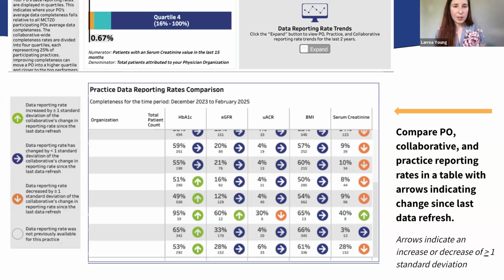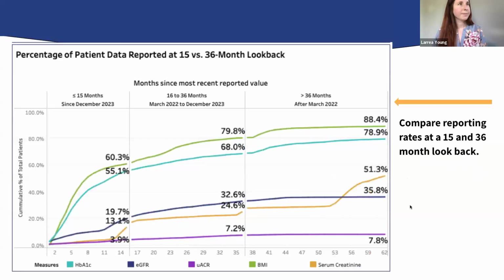And if there's been no significant change in data reporting since the last refresh, you'll see that blue arrow indicating a steady state. So the goal of this table is really to allow you to see at a quick glance if you have had any practices that have had a significant increase or decrease in their data reporting. In this example, you can see that several of these practices increased their A1C data reporting, but some had a decrease in their serum creatinine data.